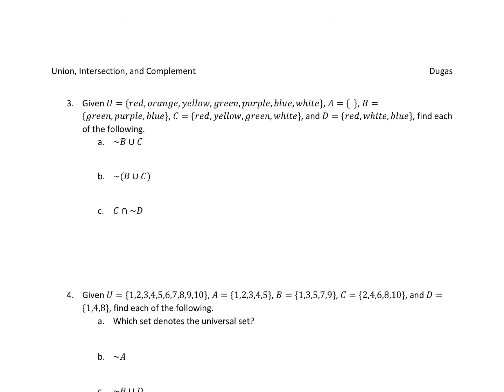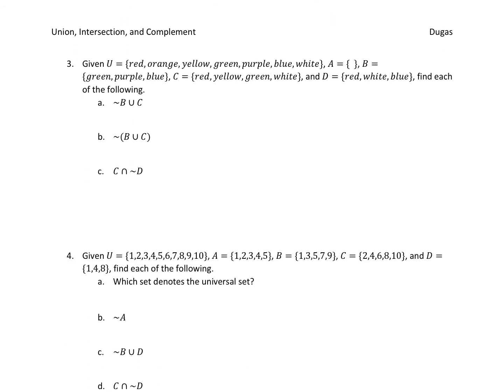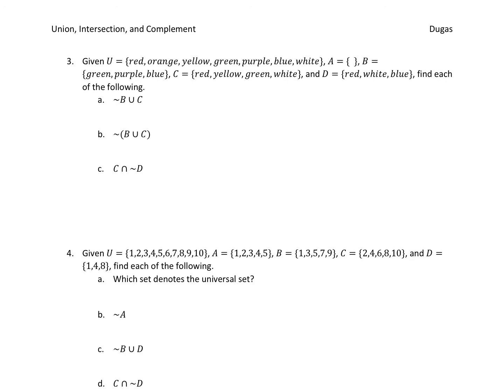Okay. Number 3. It looks like we've got the same sets. So we've got the universal set, and then we have A, B, C, and D. So for part A, we're going to find the complement of B, union C.